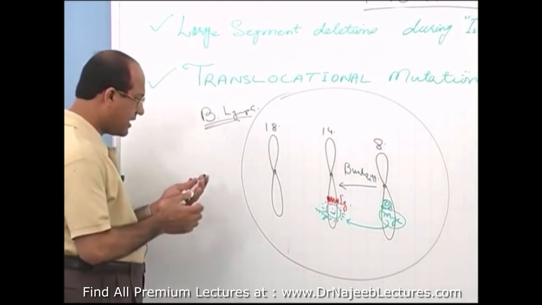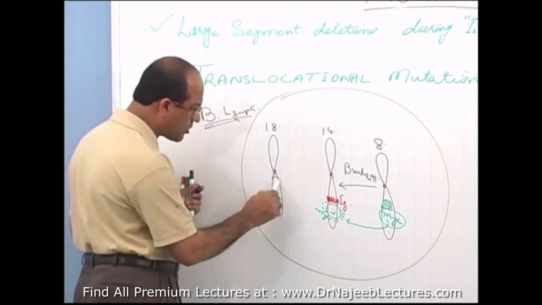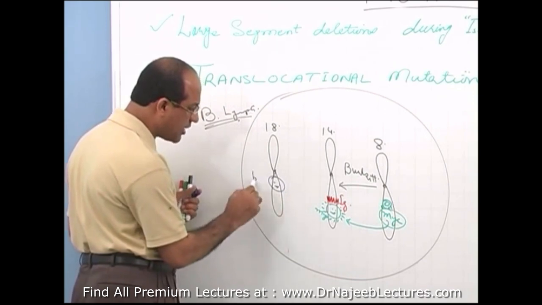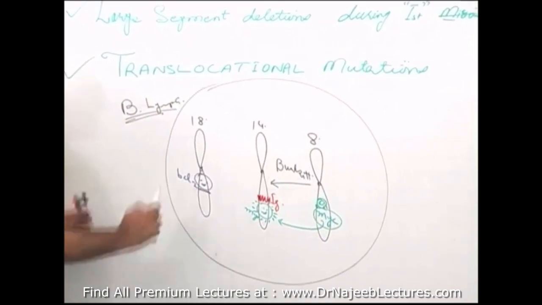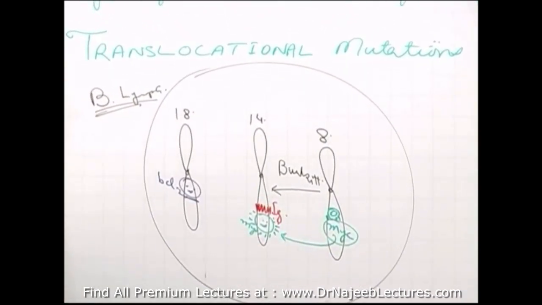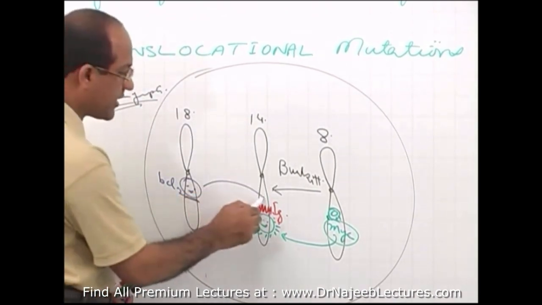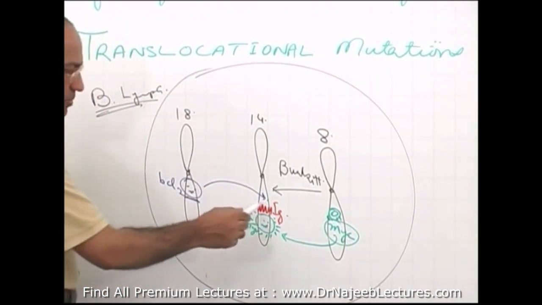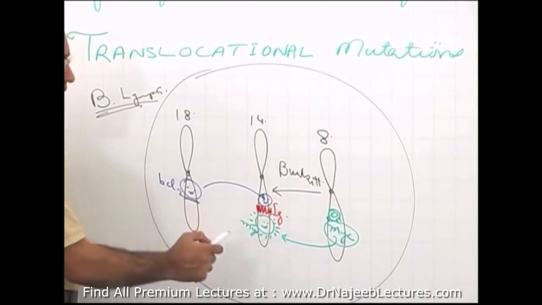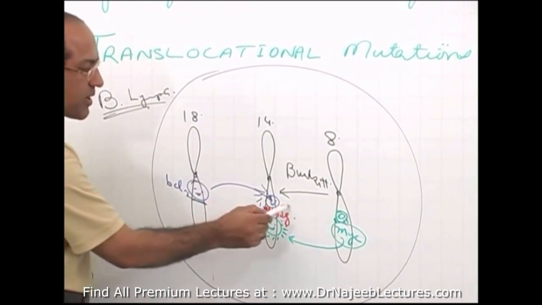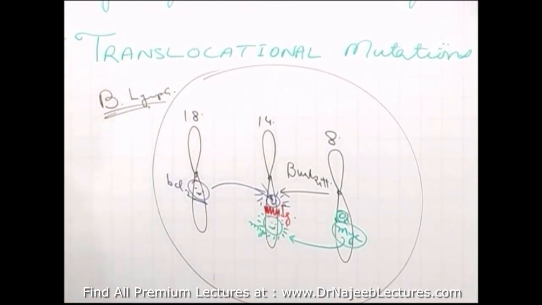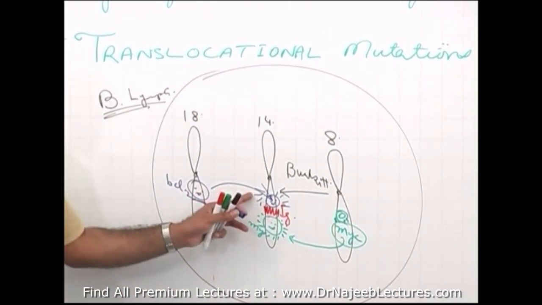In the same way, sometimes there is a gene on chromosome number 18, and this gene is called the BCL2 gene. When this gene remains on chromosome number 18, it is well controlled there, and it does not overexpress. But if it translocates to chromosome number 14, BCL2, again in the vicinity of an immunoglobulin gene, will overexpress. And if BCL2 overexpresses, what will happen?